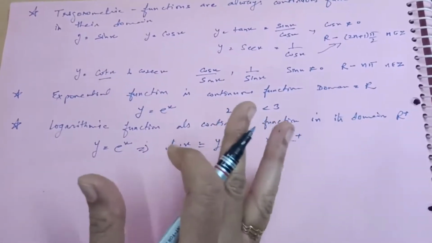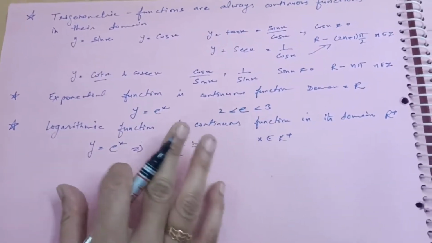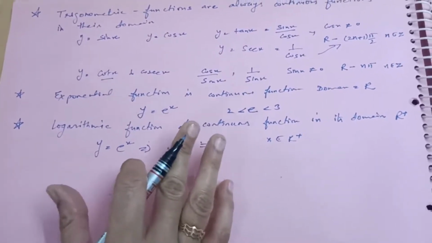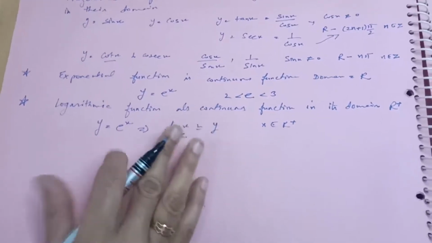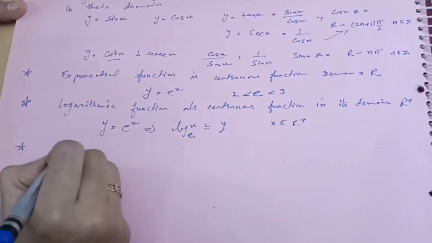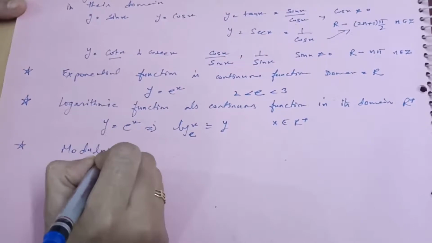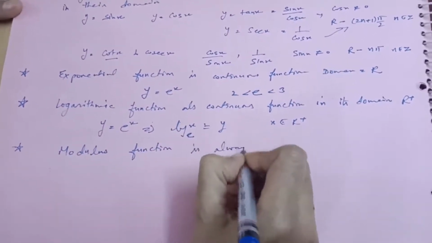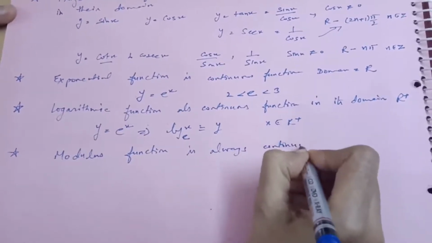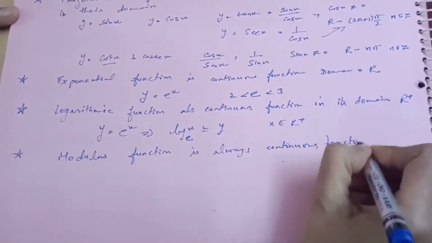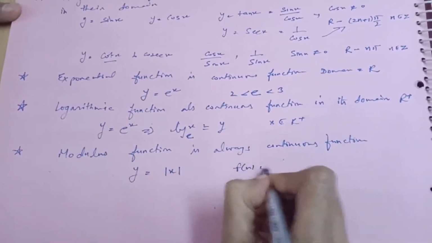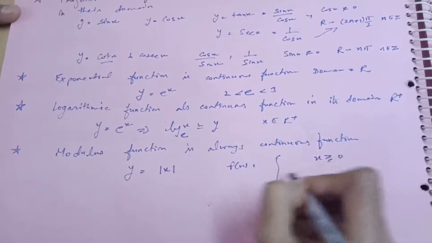Simply, how are we going to prove continuity? One simple example I am going to give you. All questions are to be done with the same method. Suppose, and see, the modulus function is always a continuous function. How do we write it? y equals mod x. And how do I open it? f(x) equals x for x greater than or equal to 0.